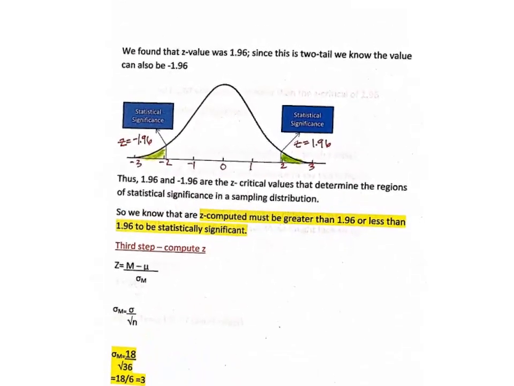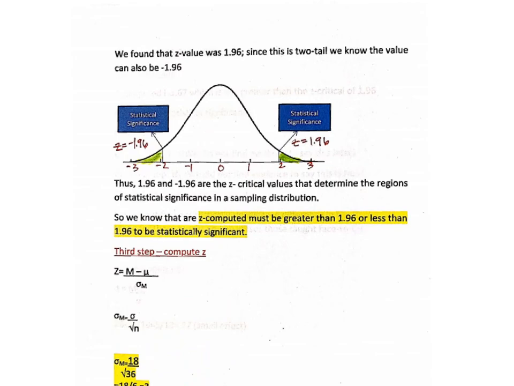Okay, so now that we have that, we're going to go ahead and draw it out. So we see that on the positive side, we have z equals 1.96, which means that if we got a value greater than 1.96 from our computed z, we'd know we have statistical significance. Or the other alternative is we have a value less than negative 1.96, and then we'd know that we have statistical significance. So in order for us to have statistical significance, the computed z value either has to be greater than 1.96 or less than negative 1.96.